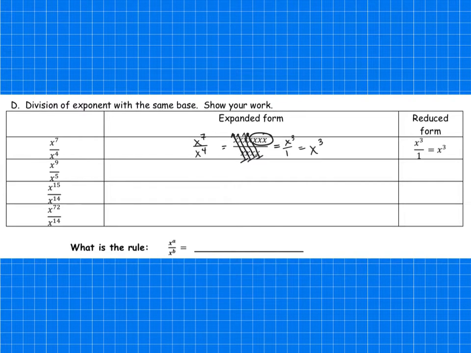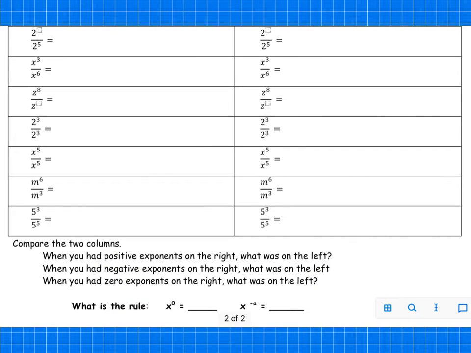If I have x to the 9th over x to the 5th, same idea. All those 5 down at the bottom are going to divide out to 1, and I'm going to be left with x to the 4th. So I'm not going to go through this big process, but the general rule here, x to the a over x to the b is x to the a minus b. And understanding that is pretty critical to understanding the zero and negative exponents.